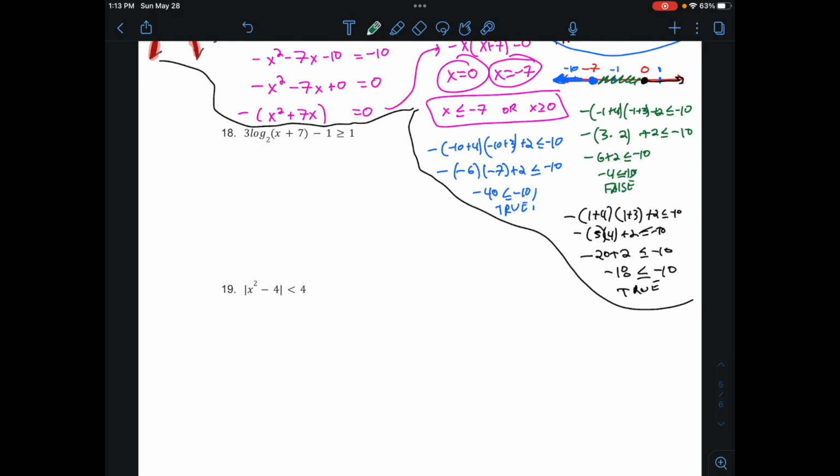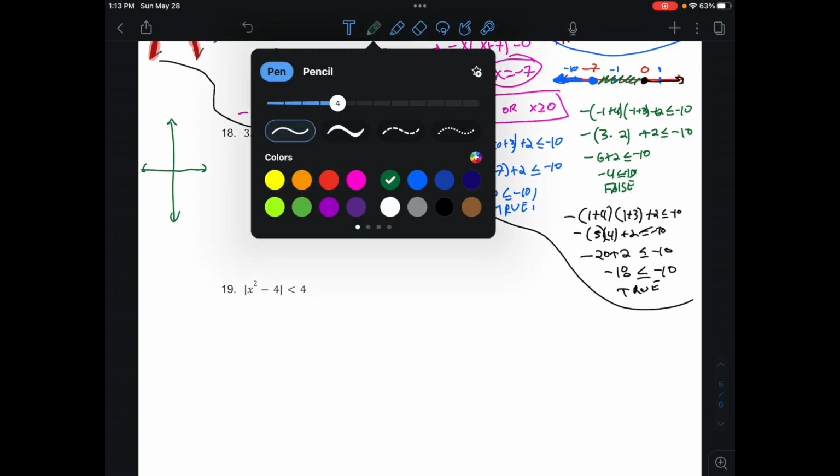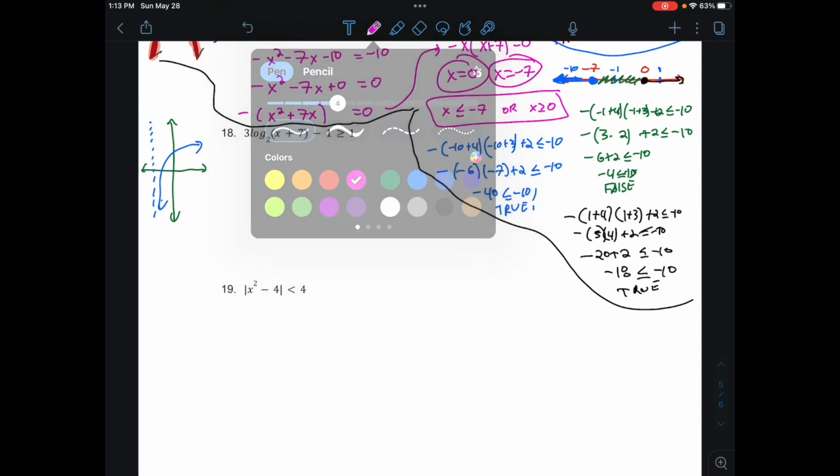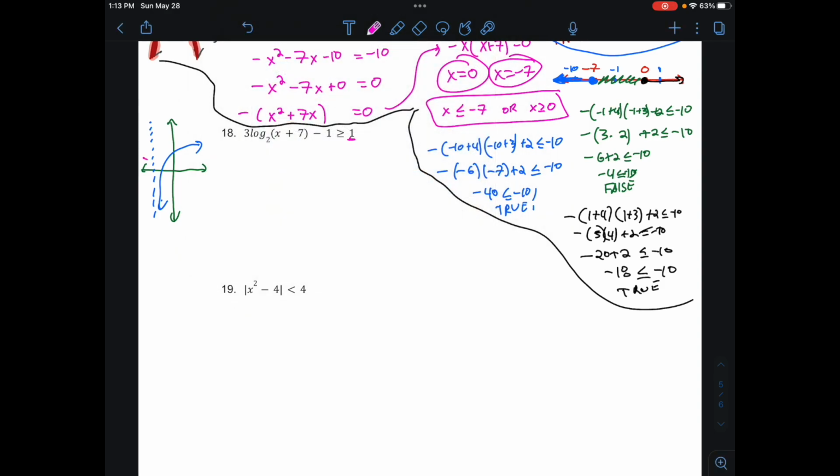Alrighty, let's go number 18. We have a log function greater than or equal to 1. If we visualize the graph of our function, logs typically have some sort of vertical asymptote. So in this case, it's going to be at negative 7. And then maybe it looks a little something like this. And if we think about 1 as being some constant function, we want to know when this is greater than or equal to that. So there's not too much else going on here. Our algebra should sort of just yield the answer, but we'll still test points and see what happens.